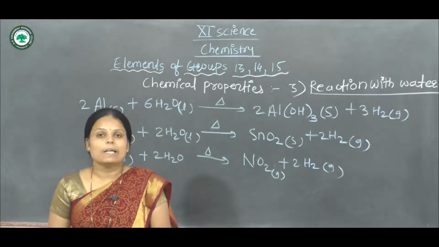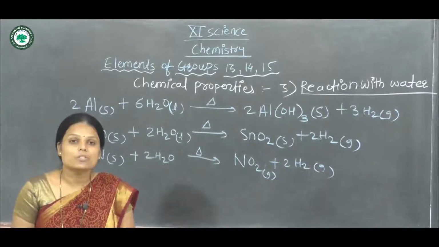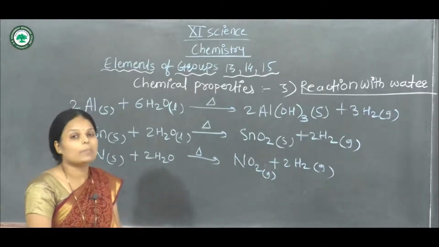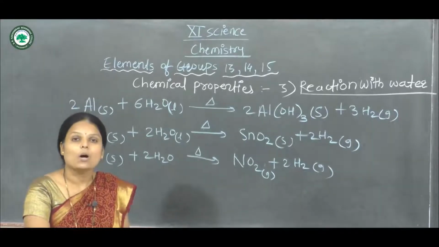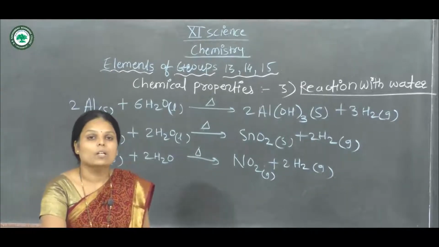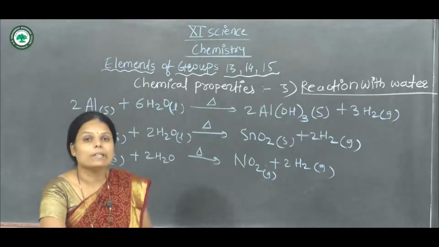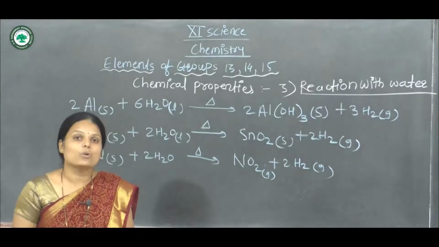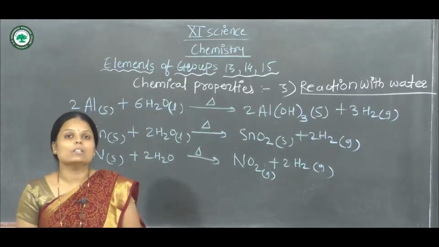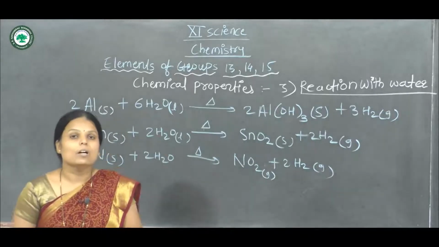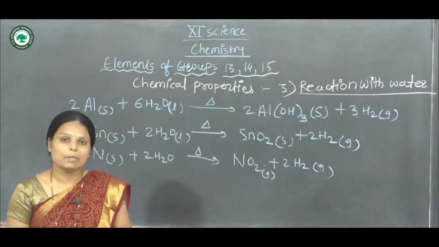The chapter name is Elements of Group 13, 14 and 15, 11th Standard Chemistry, in which we discuss the elements of group 13, 14, 15. In previous lectures we discussed the oxidation state, the chemical properties in groups 13, 14, 15, and the electronic configurations of all the families, meaning the boron family, carbon family and nitrogen family. Then we also discuss the electronic configuration, physical properties and chemical properties.